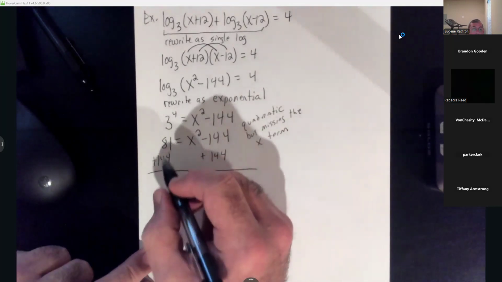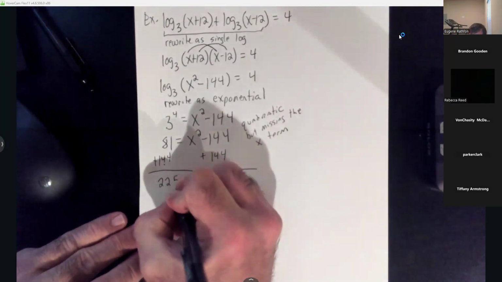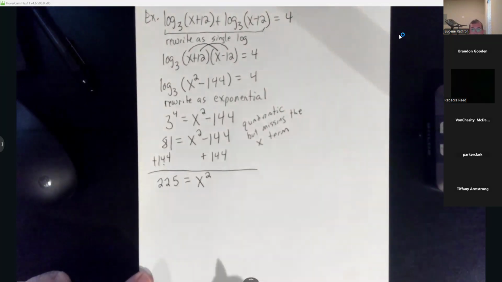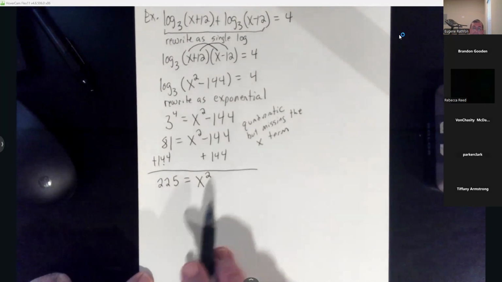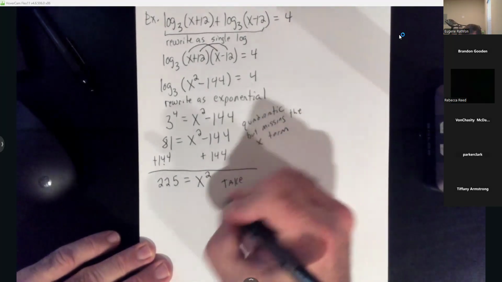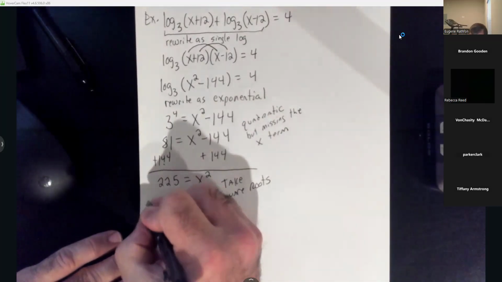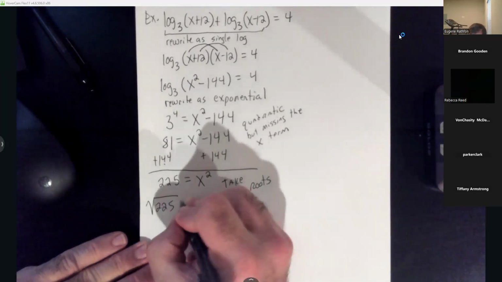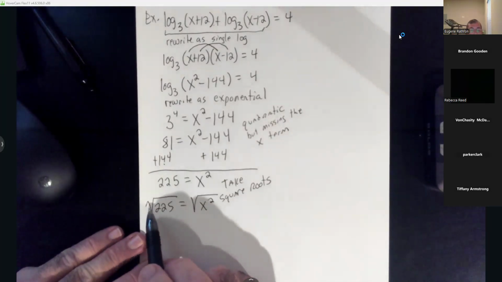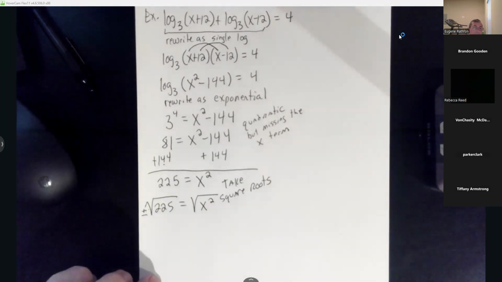So let's see, 81 and 144. Oh, that's going to give me what? 225 equal to my x squared. So since it's missing the x term, I'm going to solve it by taking square roots. So y'all, the square root of 225 will equal the square root of x squared. Now remember, since I'm taking the square root of a number, this can be a plus or a negative.